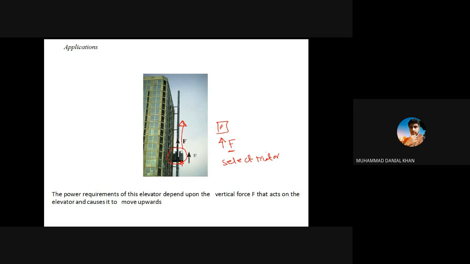And the same I have written over here, that the power requirement for this elevator depends upon the vertical force F that acts on the elevator and causes it to move upward. If you are unable to do this analysis, you will not be in a position to design or to select a motor for the required purpose. So this is just one of the applications. You can have a number of other applications.